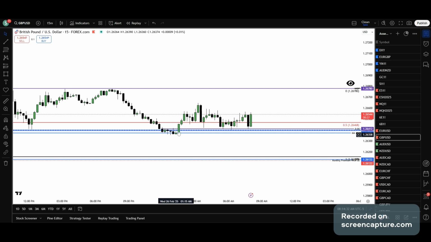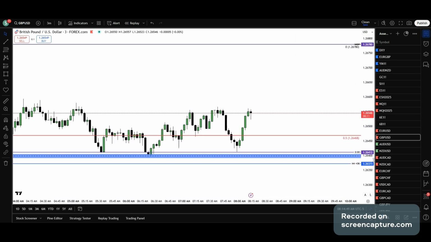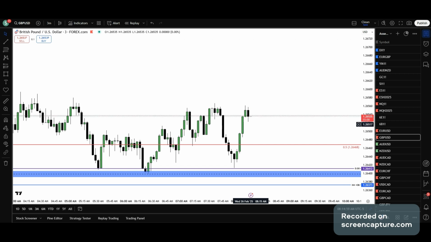We had our initial price surge in London away from that 4-hour order block. We came back down and we're forming some nice structure here for an opportunity to potentially get a continuation. So that fair value gap right there on the 3-minute, that looks like a nice place to go long.